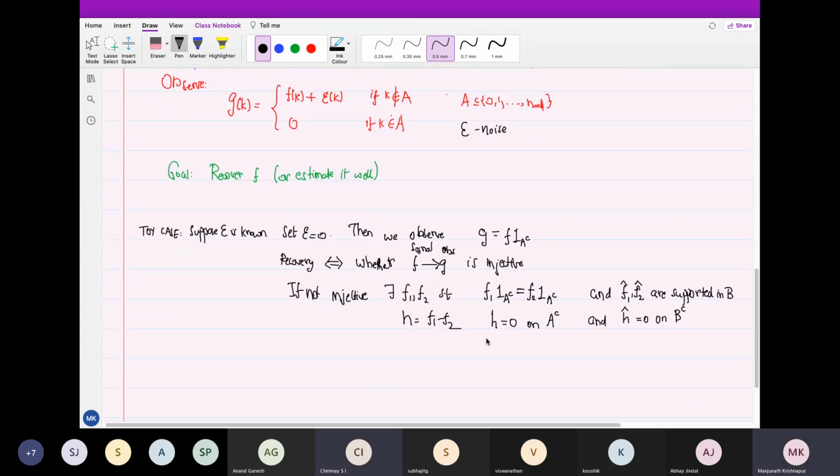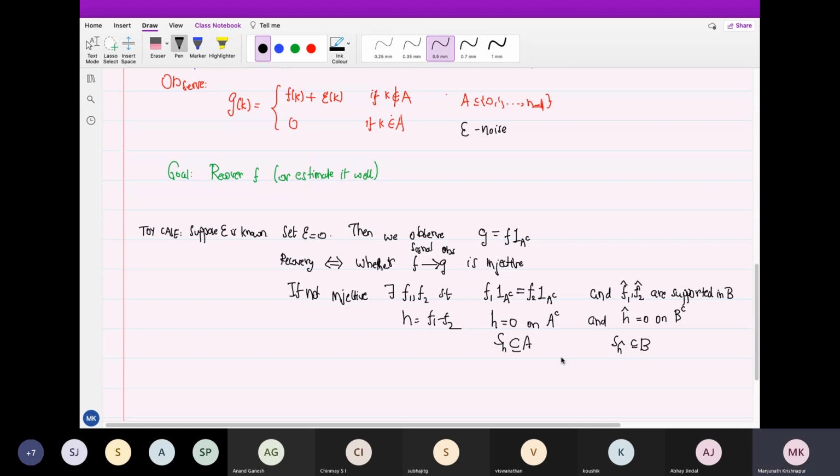Still, can we say that? I mean, H hat is just F1 hat minus F2 hat, and F1 hat is 0 on B complement, F2 hat is 0 on B complement. So both these functions are 0 on B complement, so their difference is also 0. Here, H is 0 on A complement because F1 and F2 agree there. So the support of H is in A and the support of H hat is in B.